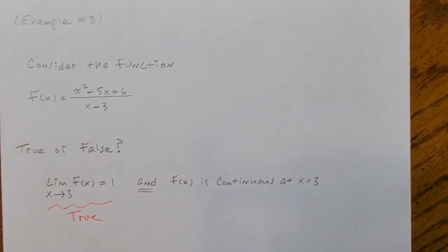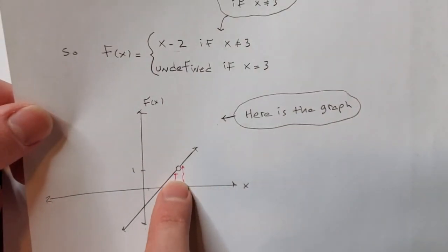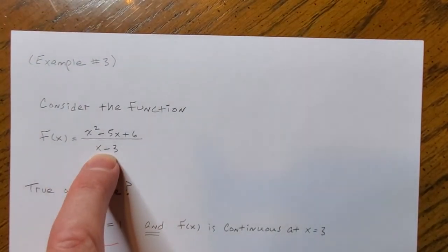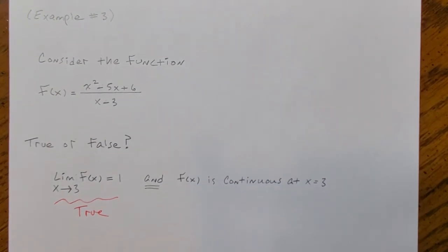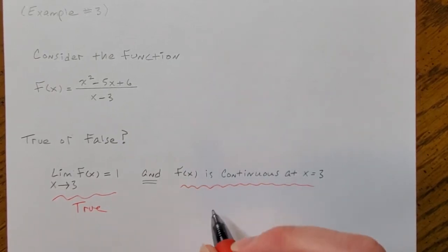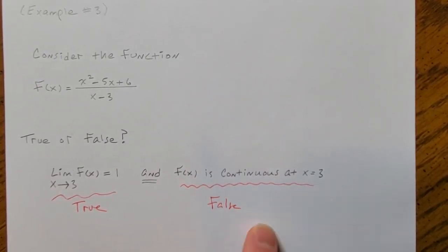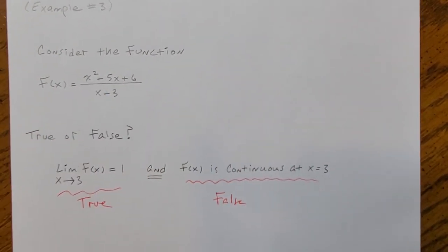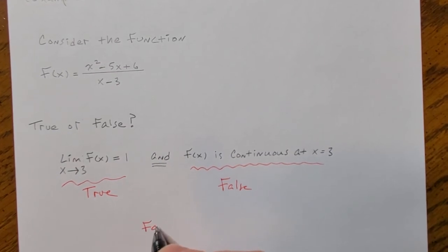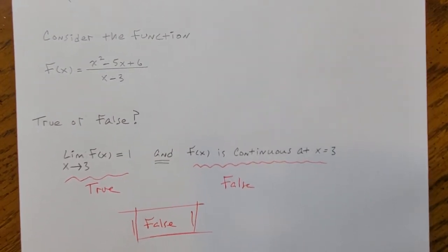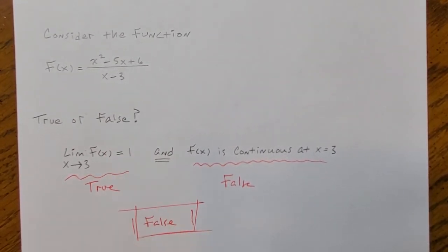But is f of x continuous at 3? Well, no, obviously not. There's a hole in the graph, okay? Maybe we could have seen from the beginning that, well, this is not defined at 3, so something's going on there. It turns out there's a hole in the graph at 3. So our and statement boils down to these two statements, the first of which is true and the second is false. So that entire statement about this function being an and statement is going to be false. All right, final answer there, false. It is not true that the limit is 1 and the graph is continuous at 3.